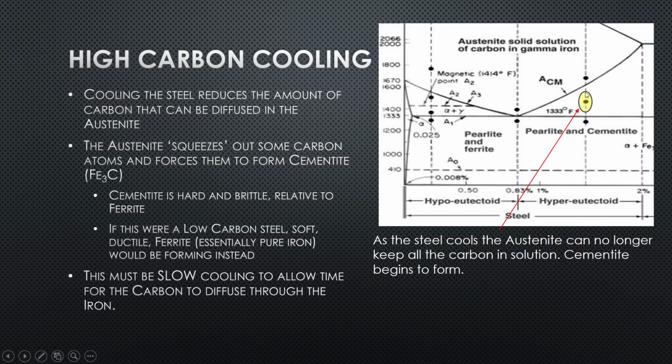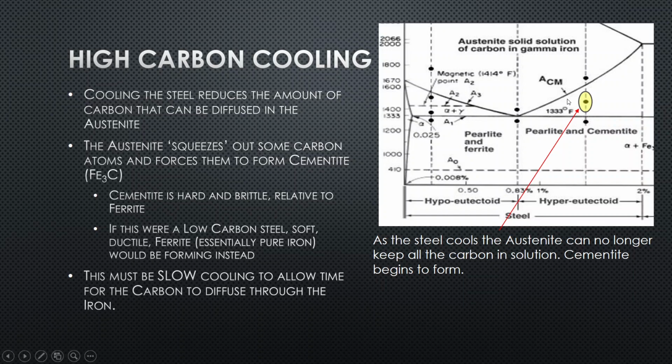And in this slush zone right in here, instead of having low carbon ferrite start to form, what you've got in here is high carbon cementite starts to form. And so as this austenite starts to squeeze that out, the cementite is also a very pure structure, but it needs a lot of carbon.